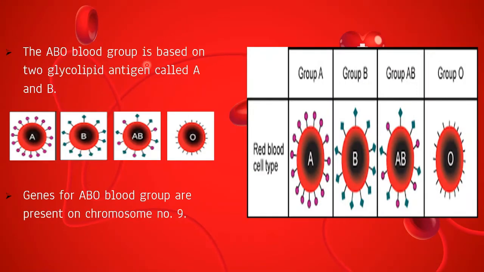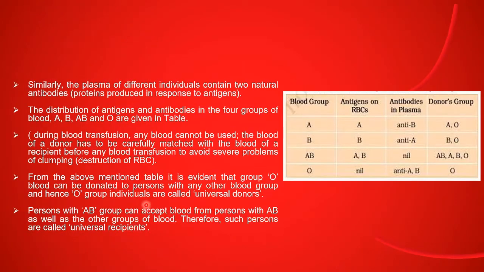Now ABO blood grouping is based on two glycolipid antigens called A and B. Genes for the ABO blood group are present on chromosome number 9. Similarly, the plasma of different individuals contains two natural antibodies. First we will see the blood groups on the basis of surface antigens A, B, AB and O. This blood grouping is done on the basis of the presence or absence of the antigen.